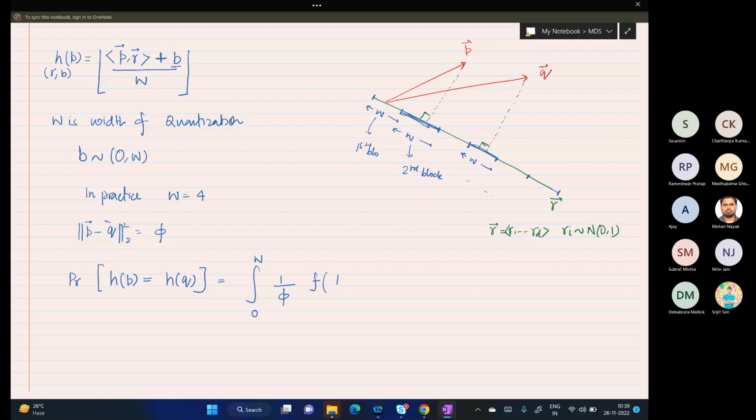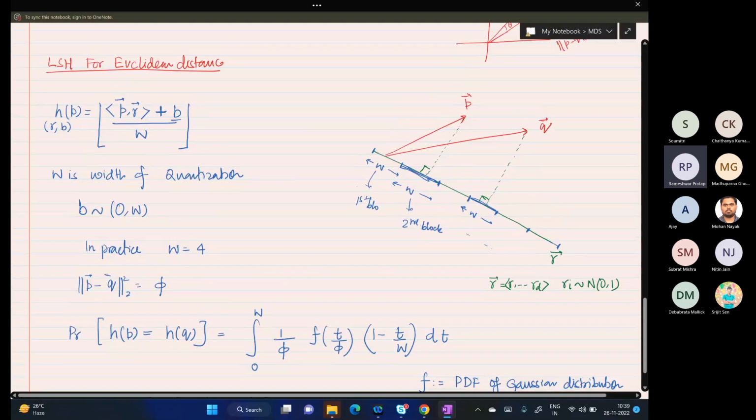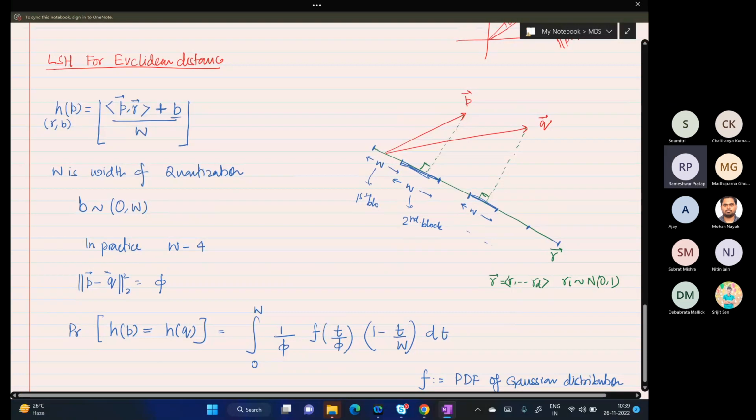and f of t by phi, times 1 minus t by W, dt, where f is the PDF of the Gaussian distribution. Right. So if we choose this hash function, then the probability of collision follows this expression.